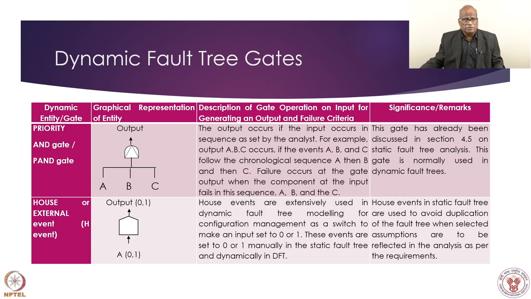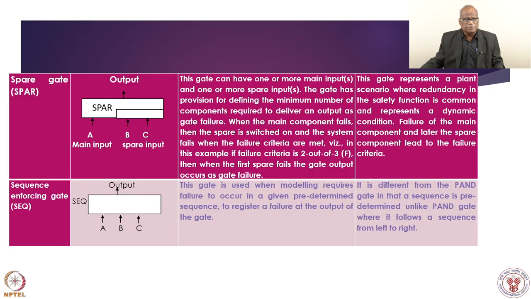So the house event is there, and now there is the spare gate. The spare gate distinguishes between the main input and the spare input. So this gate has one main input and one or more spare inputs. The number of inputs can be many. The gate has a provision for defining the minimum number of components required to deliver an output as gate failure. And when the main component fails, the spare is switched on, and the system fails when the failure criteria are met.